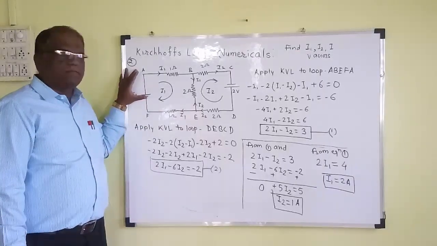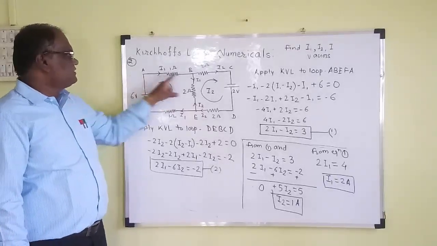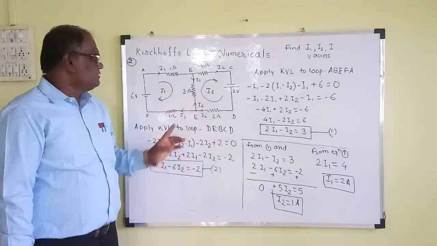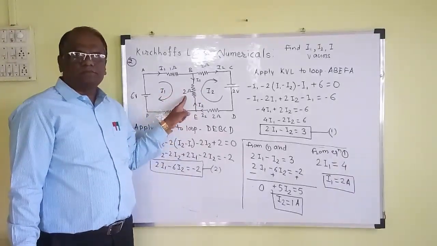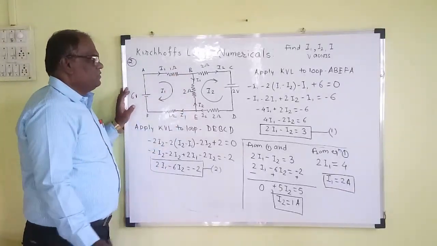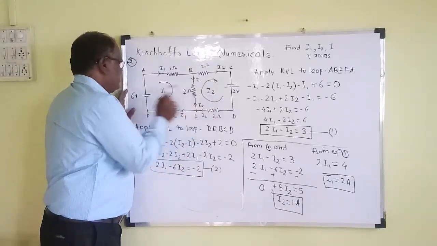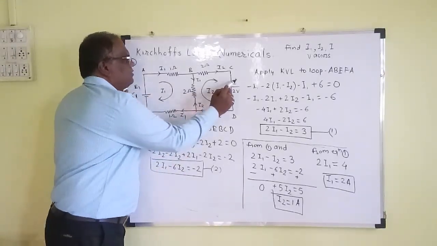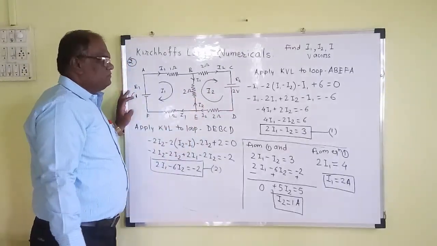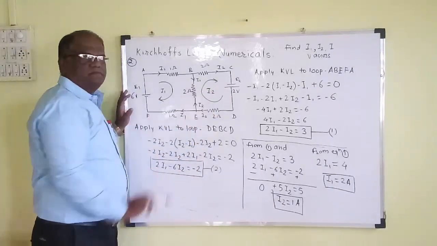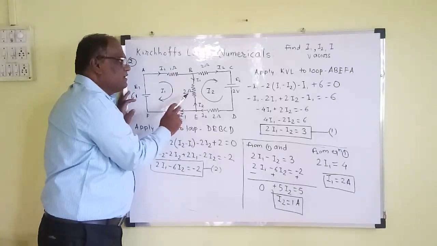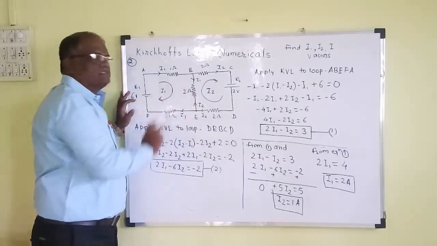In this second example, this is the circuit diagram given to you. Find current through these branches and total current through 2 ohm. See here, in this diagram, the batteries E1 and E2 are parallel, but see the polarity of the batteries. Both batteries are not sending the current in the same direction through this resistance.